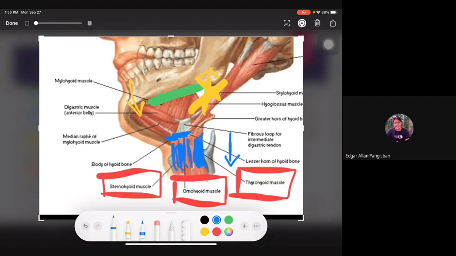So when they contract, the hyoid bone would be pulled downwards. Your hyoid bone will be pulled down. And remember, your hyoid bone is also attached to what muscle? It is attached to the mylohyoid, correct? So our hyoid bone is still attached to our mylohyoid. So when our infrahyoid muscles contract, they will pull the hyoid bone downward. At the same time, it would exert an action on the mylohyoid. The mylohyoid will also be pulled downward, thereby opening your mandible.